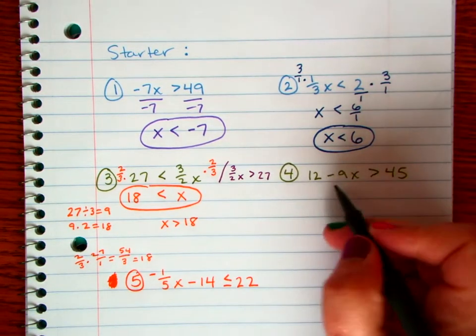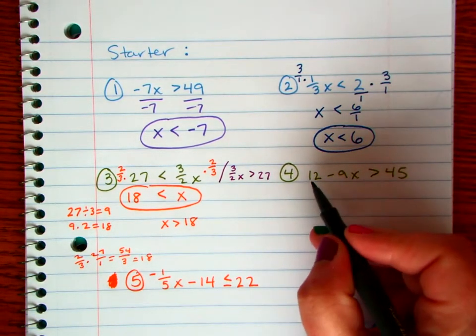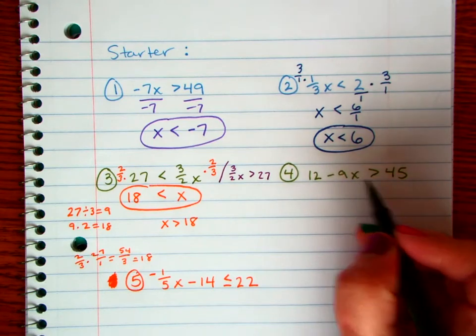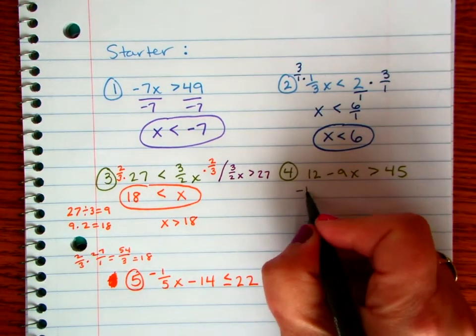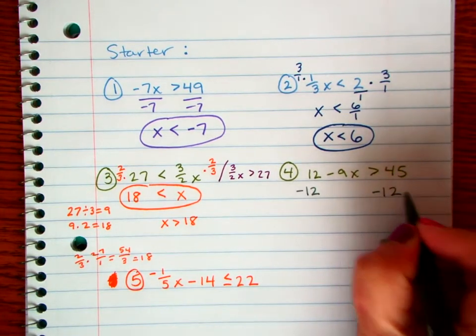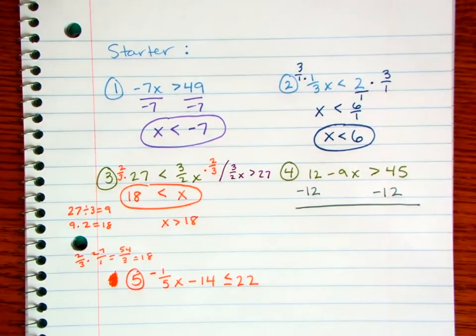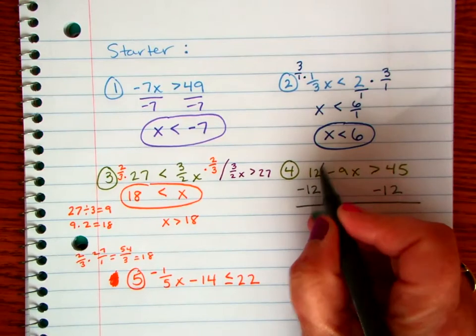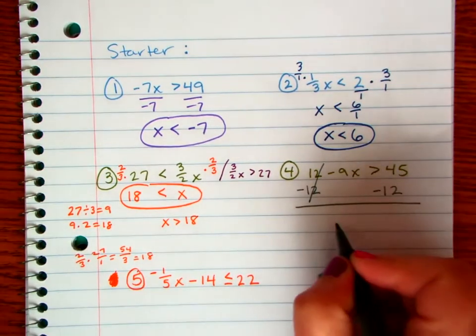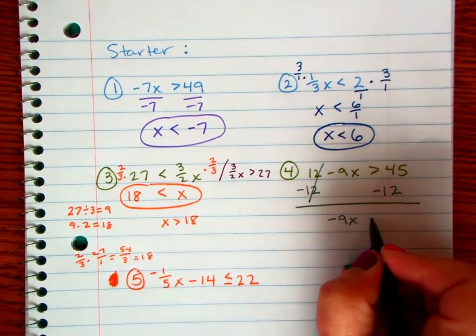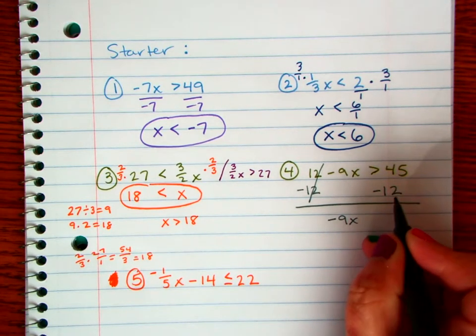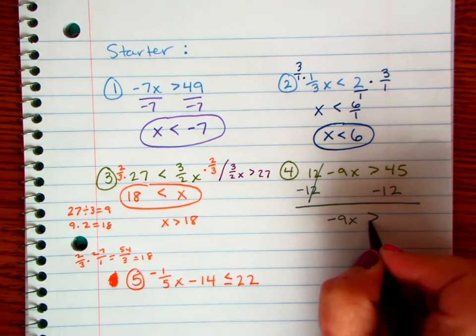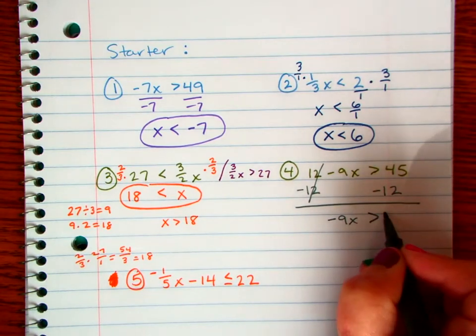So on this one, this is a little bit trickier. It has two steps. Now, if this said 12 minus 9x equaled 45, like it normally could, then we would subtract the 12, which is exactly what we will do here. On both sides, we're going to subtract the 12. So 12 minus 12, there is nothing there. So I now have a negative 9x. And because I didn't actually multiply or divide by a negative, I only subtracted a number, I'm going to leave that alone. 45 minus 12 is 33.